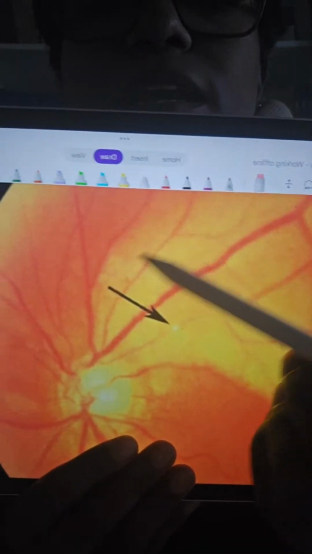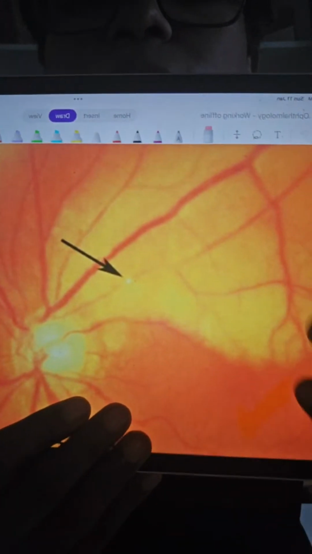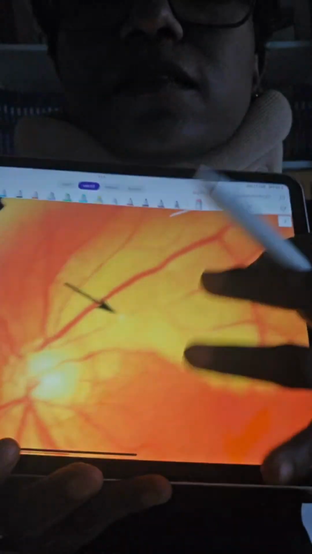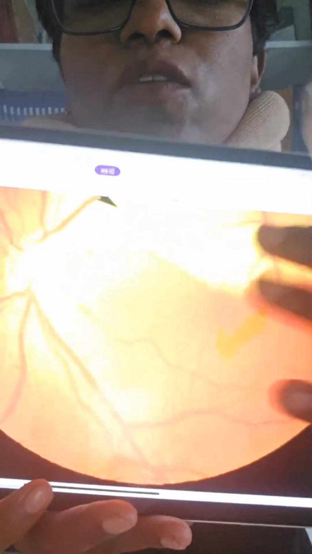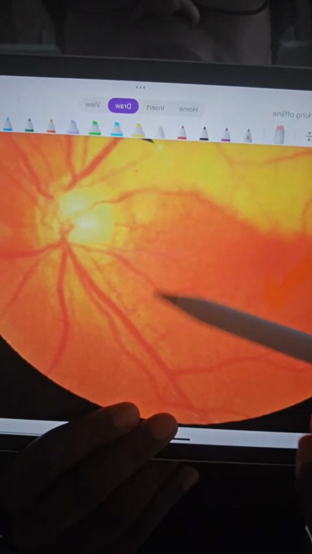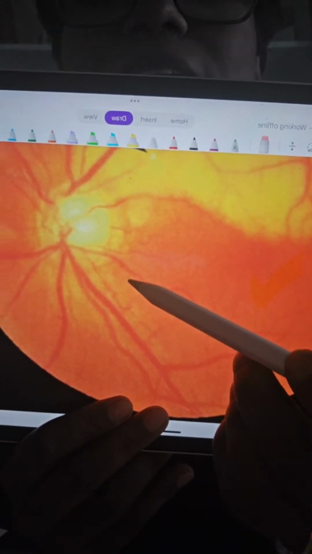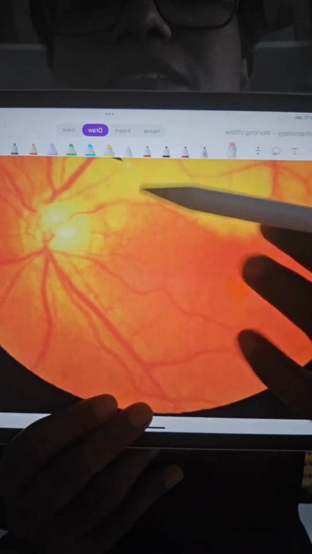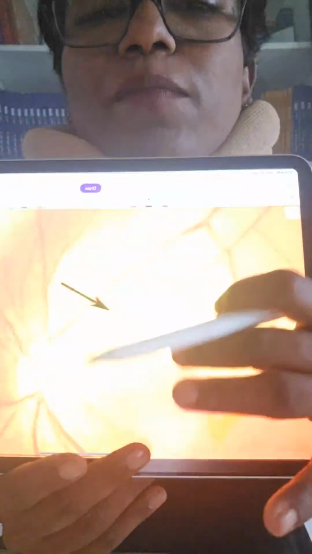Only in this quadrant. See, in the other quadrants, they are normal. The other quadrant, look, in the lower quadrant, the arteriole size is kind of normal, not that bad as in this quadrant. Yes, are you able to appreciate it? Give me a thumbs up if you're able to appreciate this.